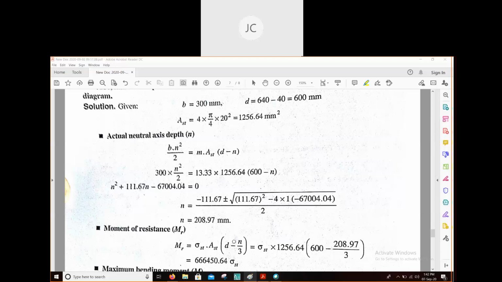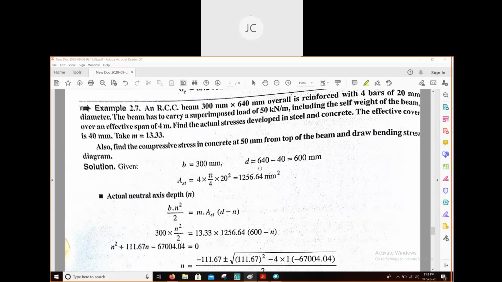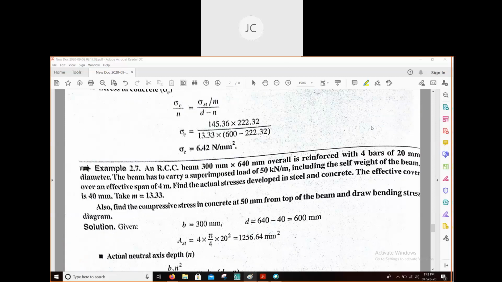This is a little bit different from the last problem, because in the last problem the bending moment value was directly given to you. But in this question, the beam is carrying a superimposed load of 50 kilonewton per meter. That means UDL value is given, and the effective span is also given. So first of all we have to find out the moment. Then we have to equate that moment with the moment of resistance.